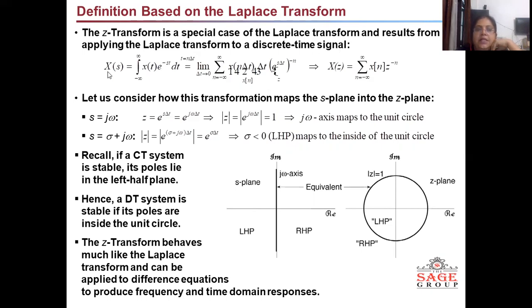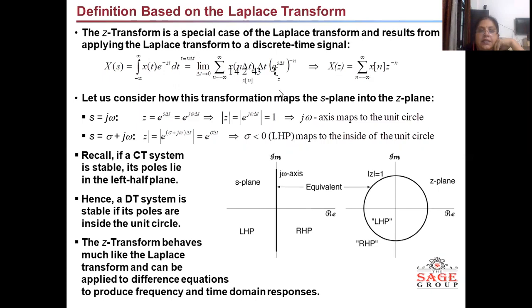This is the Laplace transform, where s represents the s domain, whose real part is sigma and imaginary part is j omega. Here we are integrating the continuous time signal. Now here we take the limit delta t tends to zero, and the integral sign is changed into the summation sign, as the Z transform is used for the discrete time signal.